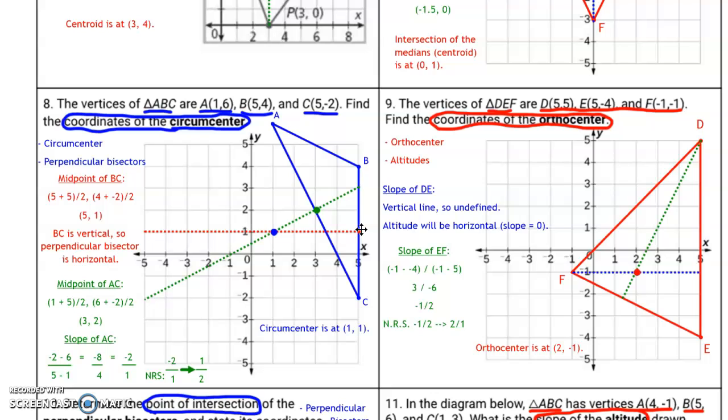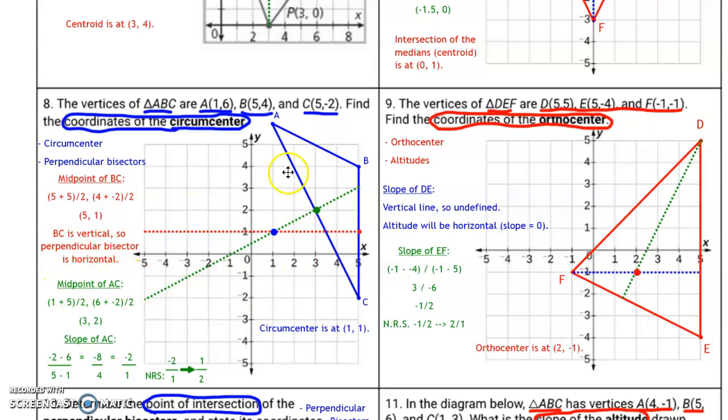I didn't find the slope, however. I was able to figure out perpendicular from realizing that BC is a vertical line. If BC is vertical, that means that its perpendicular line must be horizontal. We're going to be getting into that a little bit later in a future problem, in problem number 9. So I was able to draw this perpendicular bisector without any trouble at all.